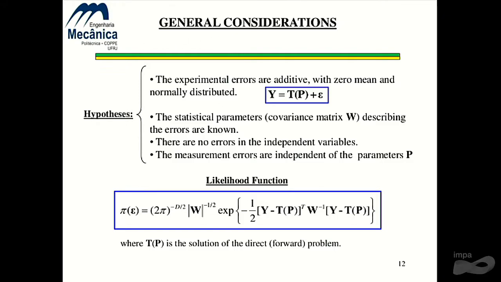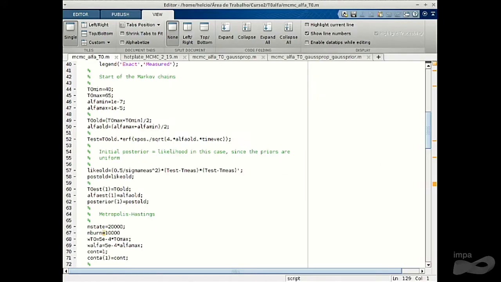Okay, and then we have, so this is whatever is inside the exponent of the likelihood. In this case, since we have a Gaussian likelihood and we have uniform priors, the posterior is equal to the likelihood, okay? Because we have uniform priors. Then I save the first state of the Markov chains, okay? I save this T0, the alpha, and also the posterior.